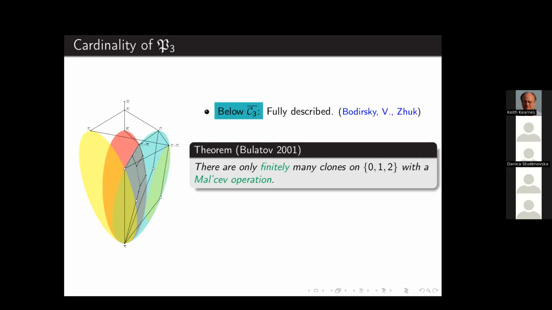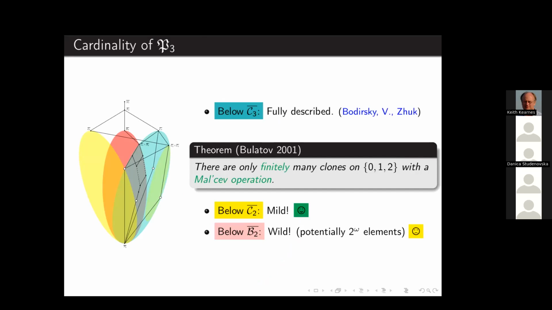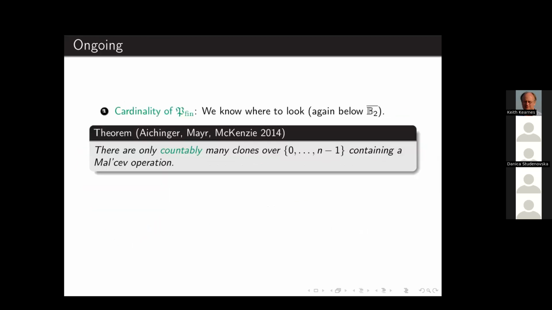This means that what we have below C2 is very mild, in the sense that we will have only finitely many elements. And it's below B2 that something weird can happen, that we can potentially have 2 to the omega many elements. In general, if we want to know the cardinality of P-fin, with no bound on the size of the structures, we still only have to look at what lies below B2, because of a result of Erhard, Eichinger, Meyer, and Mackenzie: there are only countably many clones over an n-element set containing a Maltsev operation. And B2 is the blocker for Maltsev, so we can have continuum many clones only below B2.